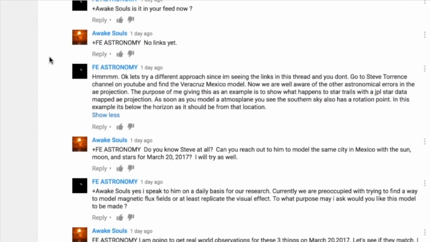Flat Earth Astronomy says, okay, let's try a different approach since I am seeing the links in the thread and you don't. Go to Steve Torrance channel on YouTube and find the Veracruz, Mexico model. Now we are well aware of the other astronomical errors in the AE projection. Bingo! The purpose of me giving this as an example is to show what happens to the star trails with a JPL star data mapped AE projection. As soon as you model an Atmos plane, you see the southern sky also has a rotation point. In this example, it's below the horizon as it should be from that location.